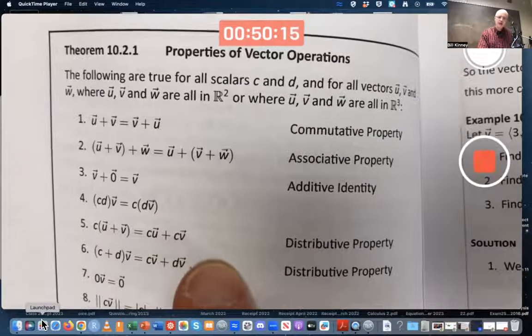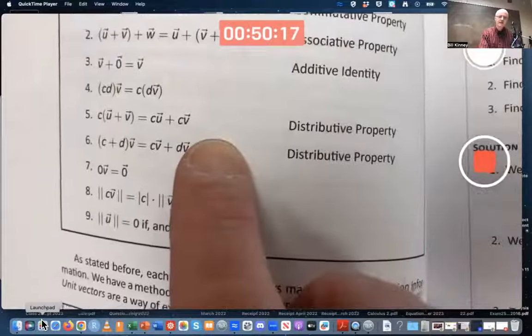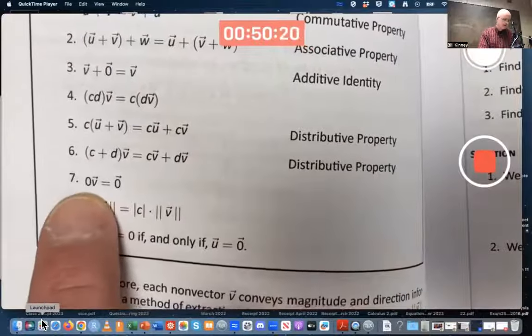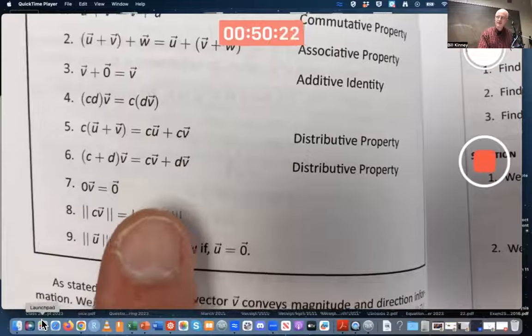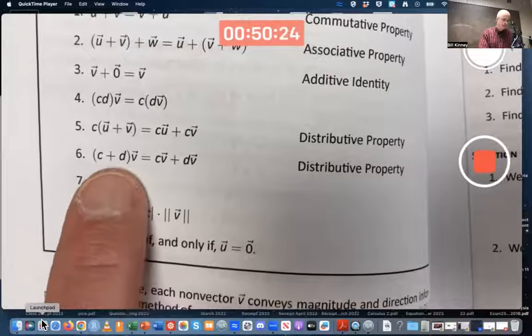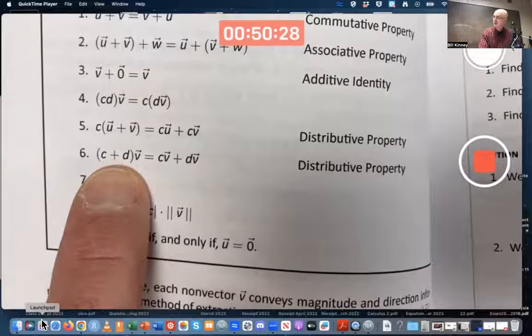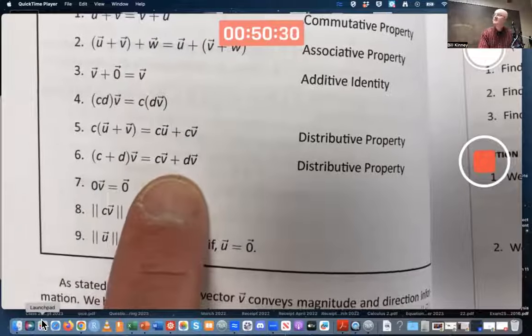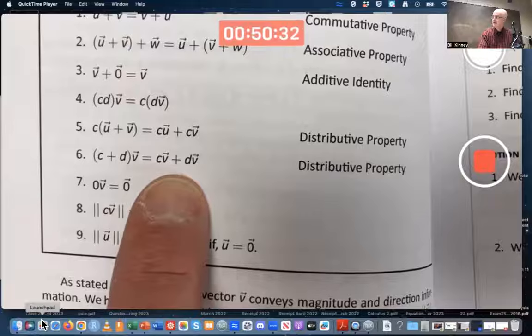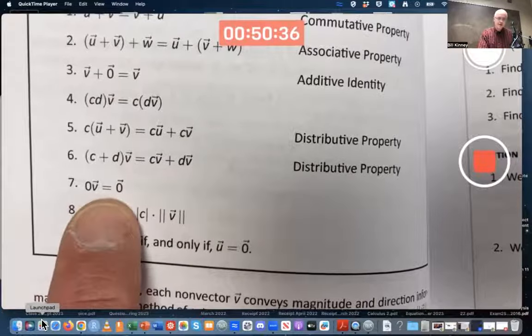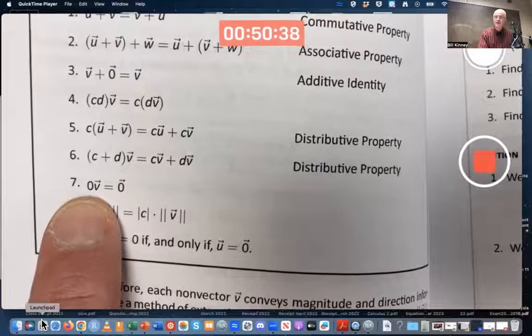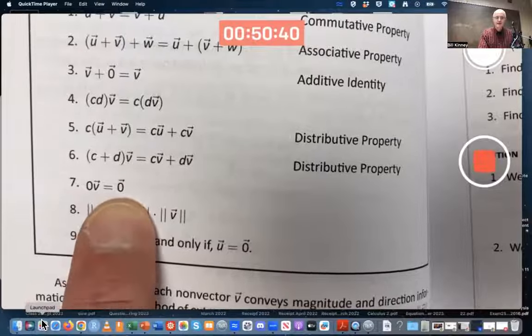These two are distributive properties. Be careful that you think about these in the right way. The addition there is number addition. C and D are real numbers. The addition there is vector addition. CV and DV are vectors. Here, when you look at this equation, that is not the vector zero, that's the number zero. And this is the zero vector.